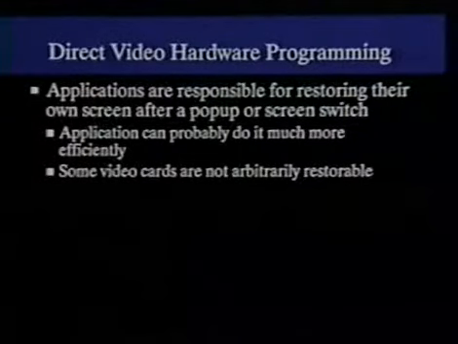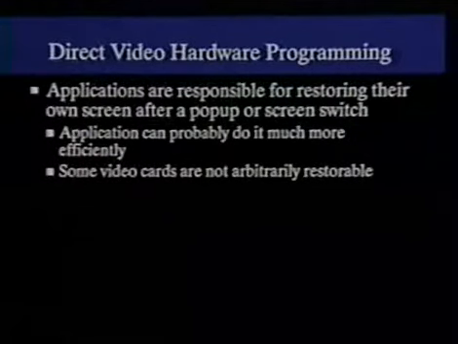As I mentioned earlier, a foreground application that has the screen in graphics mode is responsible for restoring its own screen after the system has put up a pop-up message or after a screen switch from another application. The reason why we make this the application's responsibility is really twofold. The application can probably do it more efficiently than the operating system, since if the OS were to do it, we'd need to save all 128K on an EGA, whereas the application can probably restore the screen from internal data structures with far less memory than that. Secondly, some video cards are not arbitrarily restorable if you preempt them while they're being written.